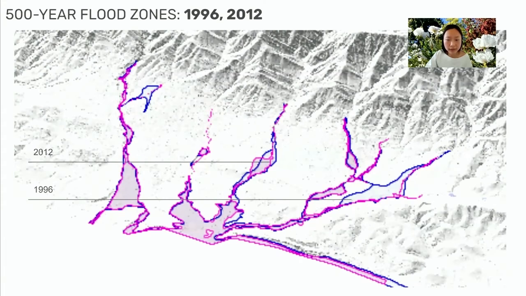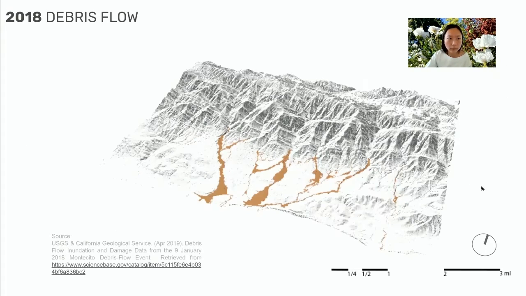And you also notice how the hazard designation area has readily shrunk from 1996 to 2012. For example, where my mouse is here, you notice that this area that was originally included in the 1996 FIRM was excluded in the 2012 FIRM. However, the 2018 debris flow which happened included a much broader footprint than the 2012 FIRM.